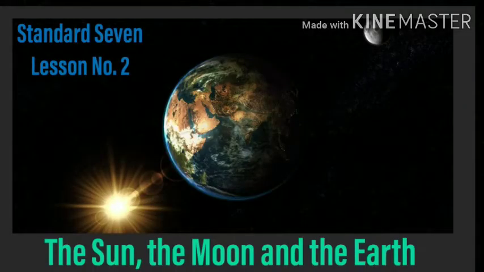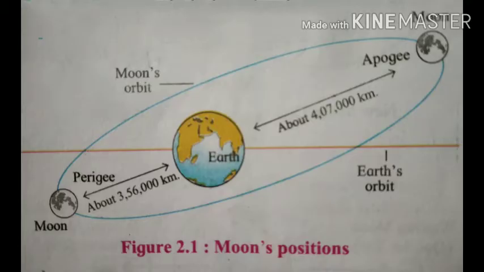Class 7, lesson number 2, the sun, the moon and the earth. Now, first of all we will see the moon's motions. Like the earth, the moon also has axial and orbital motions.